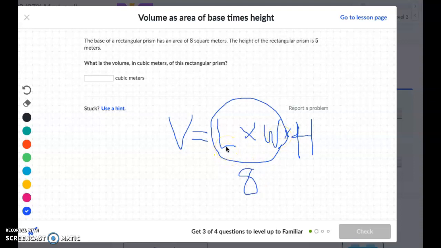So because area is length times width, and they said the base has an area of 8, we know that whatever L times W is, it's 8. And then my height, they told me, is 5. So they already solved the L times the W for us. We just have to take that area that they did and times it by the height, which is 5. So 8 times 5 is going to give us a volume of 40.